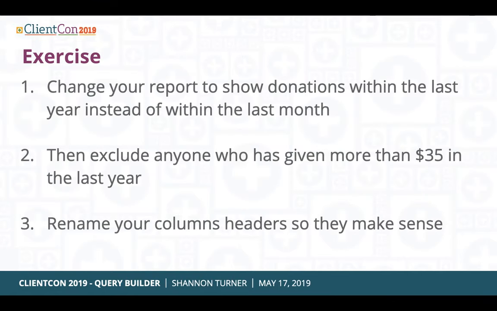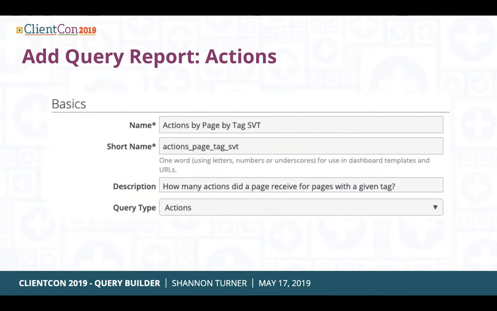So this seems like another good time to do an exercise. First, we're going to change our report to show donations within the last year instead of the last month. And then we want to exclude anyone who has given more than $35 in the last year. And make sure you rename your column headers so that they make sense. Now is a good time to pause. I'll be here when you're done, and then we can check the work. Just kidding, we're not going to check the work.